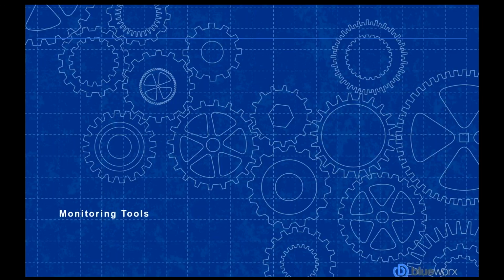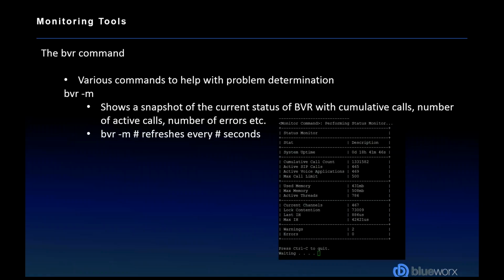So we've got some command-based monitoring tools that I'm going to go into. There's the BVR command, which is just the standard command. This is the thing which we use to start up BVR in the first place. So BVR -S starts up BVR. Actually, one thing that I didn't mention is that BVR -Q shuts it down, quiesces it.